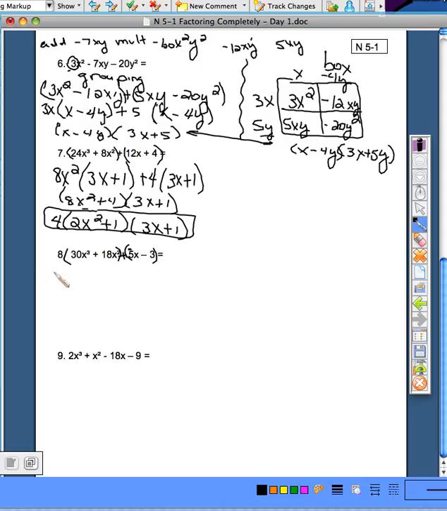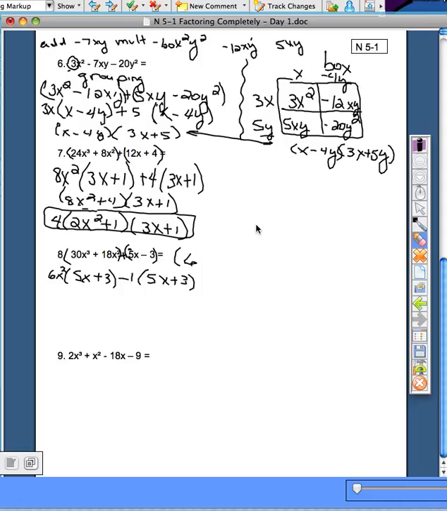So, the greatest common factor is going to be 6x, I believe, and that's going to leave me 5x plus 3. Then here we can factor out a negative 1, which leaves me 5x plus 3. So my answer is going to be 6x squared minus 1 times 5x plus 3. Okay.